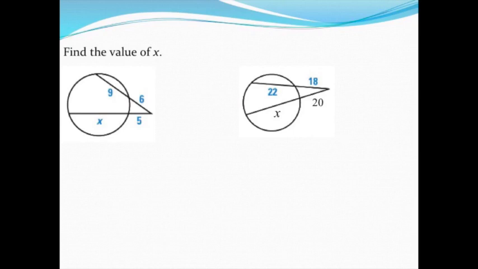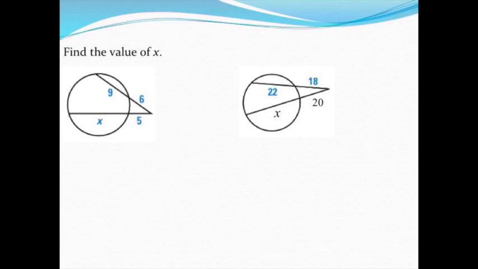Let me actually set this up wrong first. What I see a lot of people do is they kind of think back to the chord example if you watched the previous video, and they just multiply these 2 pieces together. 9 times 6 is equal to x times 5. And if you do that, you will be wrong every single time. That absolutely will not work.